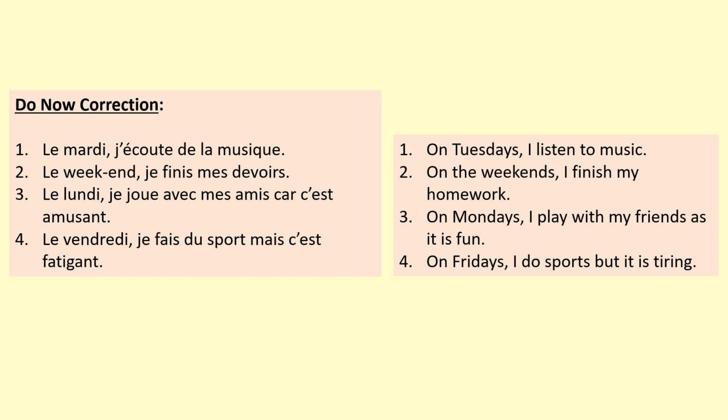Okay, I want to point out one thing to you. I want to point out that when you give a day of the week or a time expression in French, it's always in the singular and it's got le at the start of it. So le mardi is on Tuesdays. Le weekend is on the weekends. Le lundi on Mondays. Le vendredi on Fridays. Okay, and it's in the singular as well. In English, we have on and then we have the plural. But in French, we just use le and then the day of the week or the time expression.